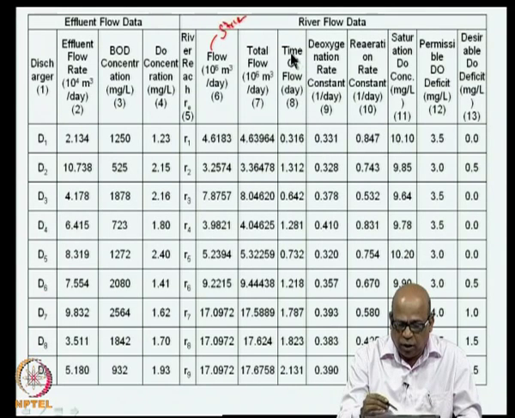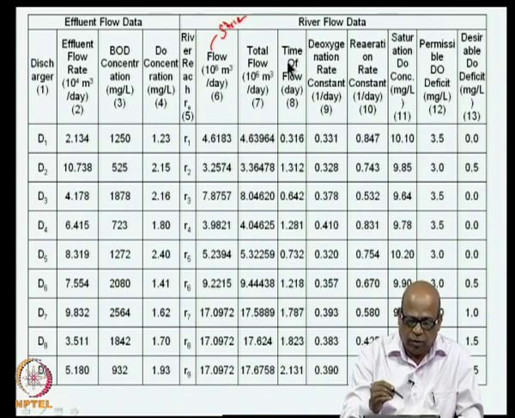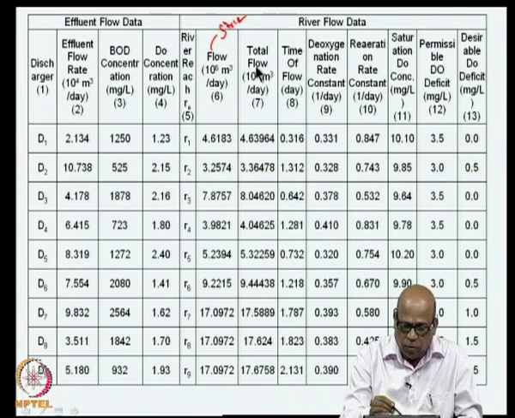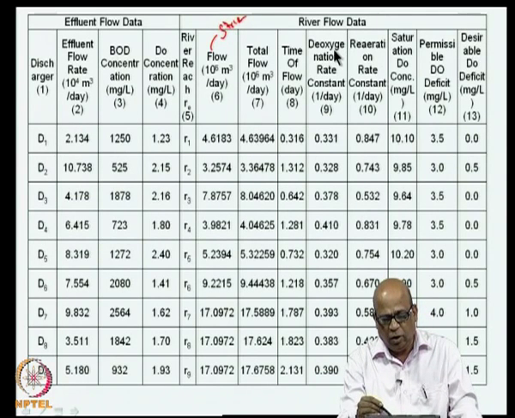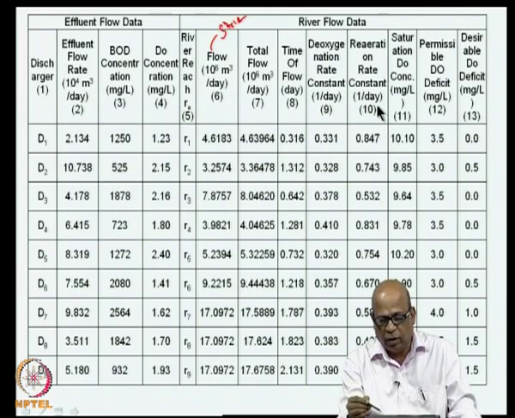This time of flow, I repeat, is for the total flow to flow from the beginning of the reach to the end of that particular reach, that is in days, here 0.316 day. And for the BOD DO problem, we need the deoxygenation rate and reaeration rate. These are also given. These can be determined from the data, but we will assume that these are given. Their units are 1 per day, that is day^-1 here.